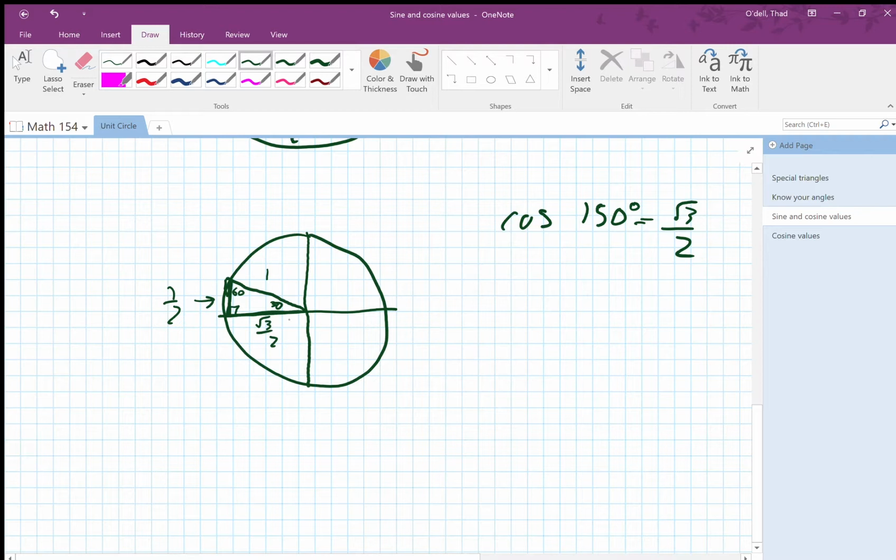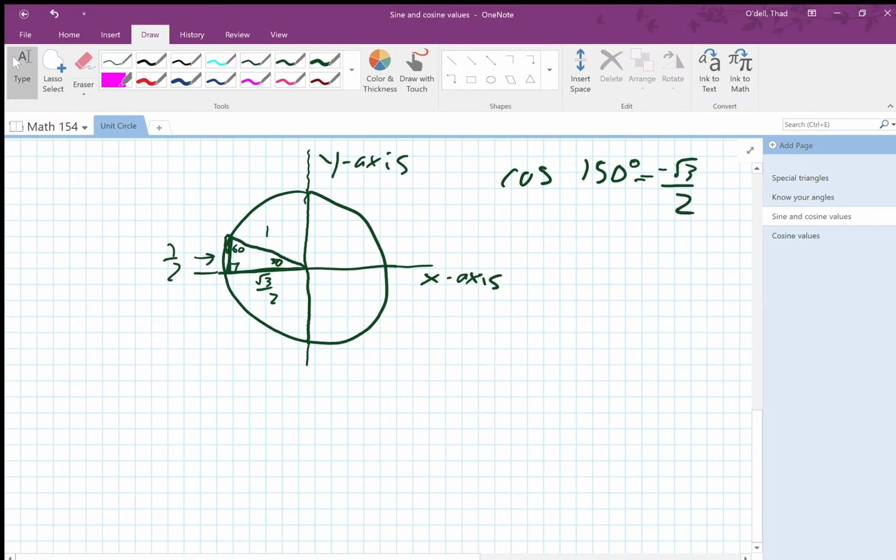But notice also, because we're going to the left, and remember, this is just a normal XY plane, this is the x-axis, this is the y-axis. So we know when we go to the left of the y-axis, our values are negative. So that would tell me that this has to be a negative rad 3 over 2.